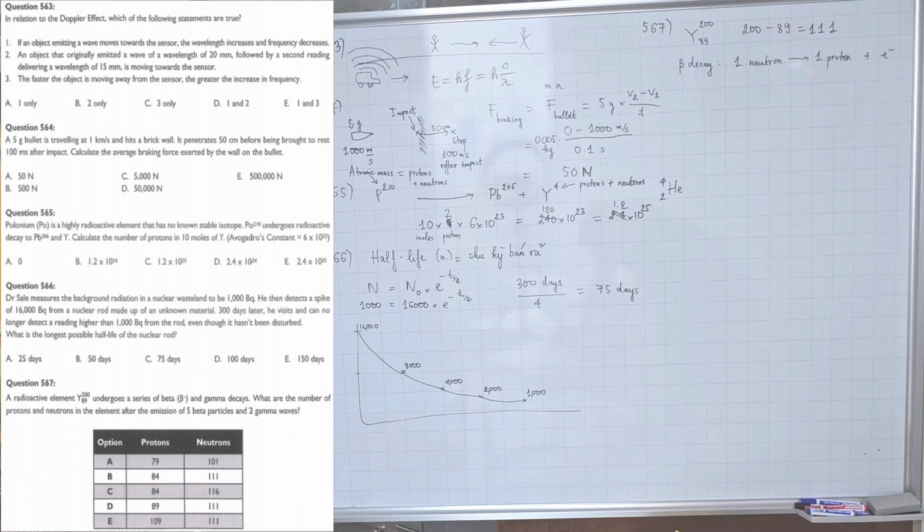This results in an increase in proton number by 1 but no change in atomic mass. Thus after 5 rounds of beta decay, 5 neutrons turn into protons, so the proton number will be 89 plus 5 is 94. And the mass number will remain 200. Therefore, there are 94 protons and 200 minus 94 is 106 neutrons.